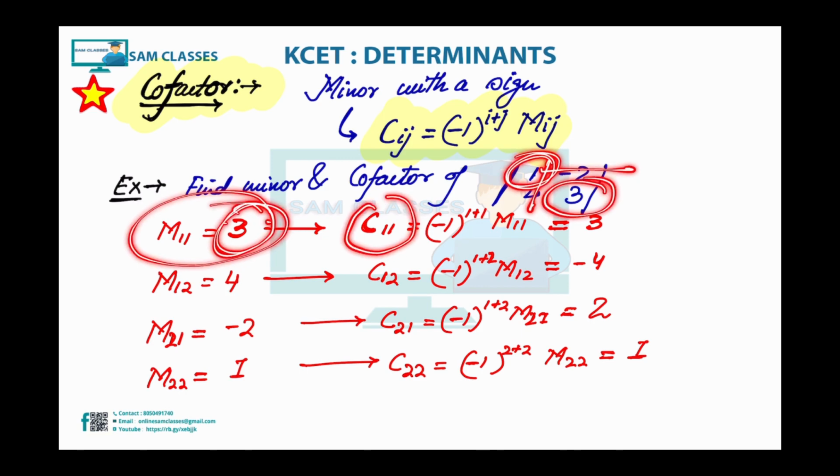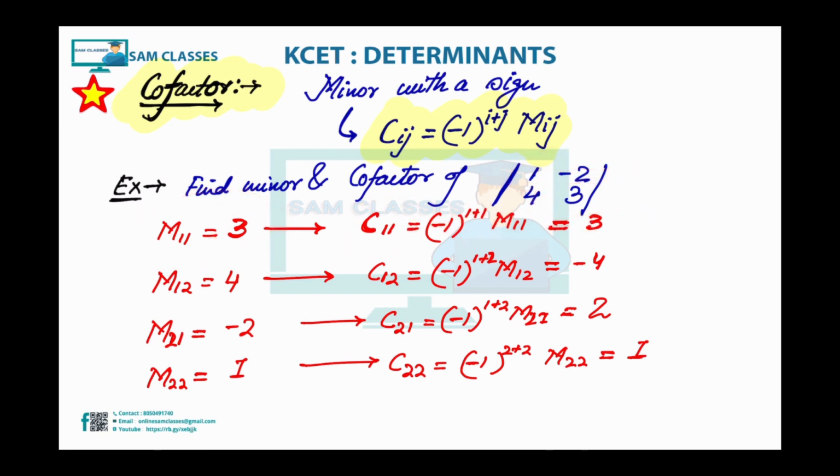I got 3. So very simple. The cofactor of 1 1 will be what? Minus 1 power i, where i is 1 and j is 1. So plus only. And M11 is equal to what? 3. Clear? Now I'll show for any other also.